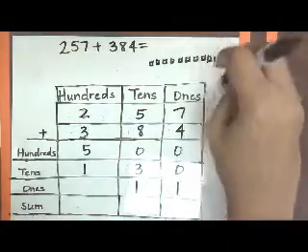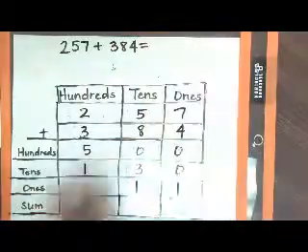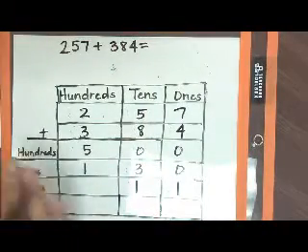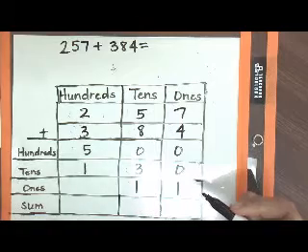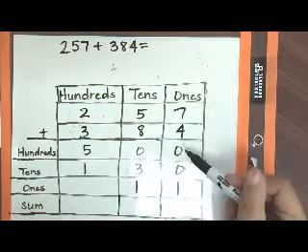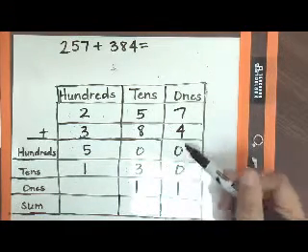Okay, now that we have written all of our numbers across horizontally, we're going to now add our numbers together vertically. So we have 0 hundreds.